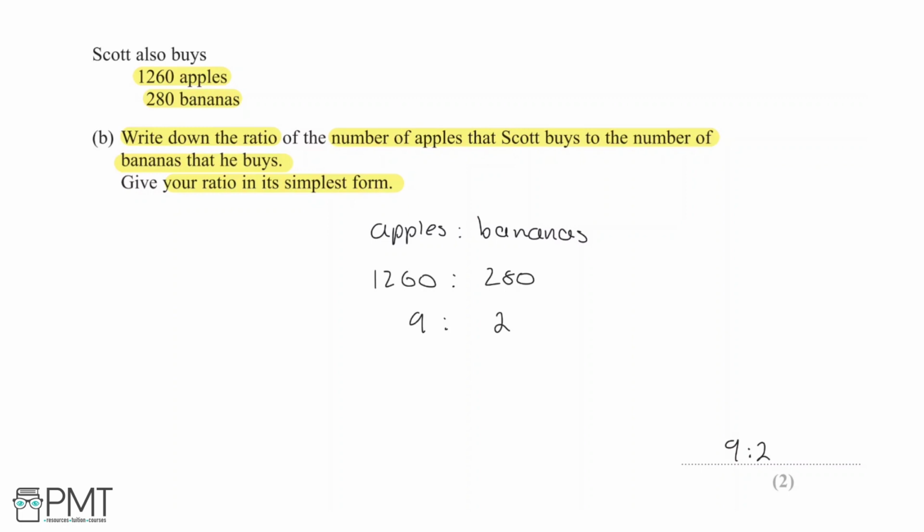The first mark comes from any partially simplified correct ratio, so you can start with 126 to 28 or anything like that. And then your second mark comes from the correct simplified ratio of 9 to 2. So this on its own will get you 2 marks.